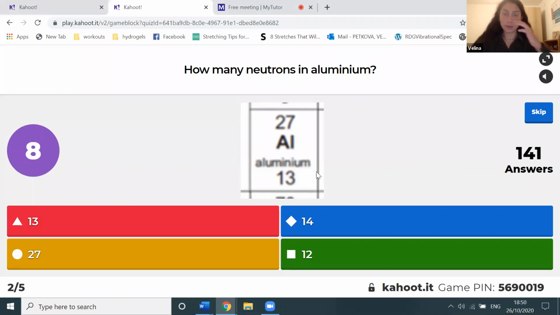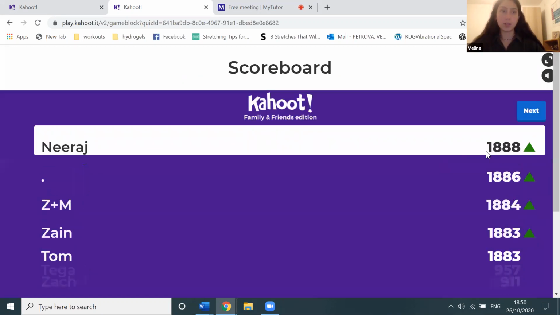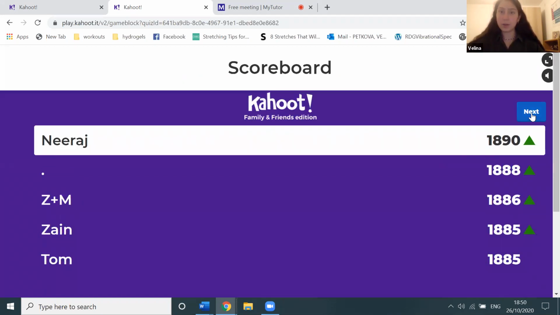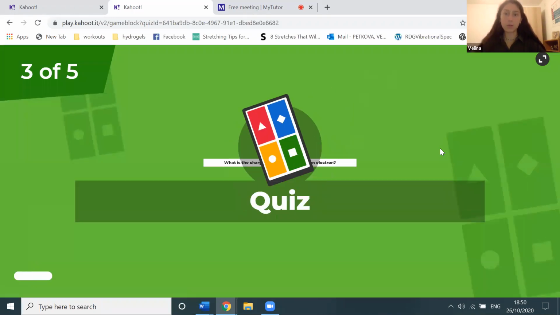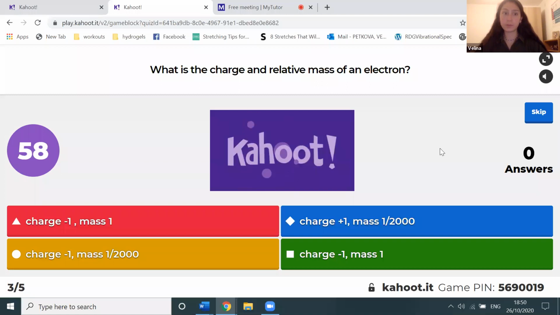Okay, 10 seconds left. Well done. So well done to 100 of you. And we're going to go through the answers soon. Well done, Niraj. Okay, next one. Question 3. What's the charge of relative mass of an electron? So which one is it?